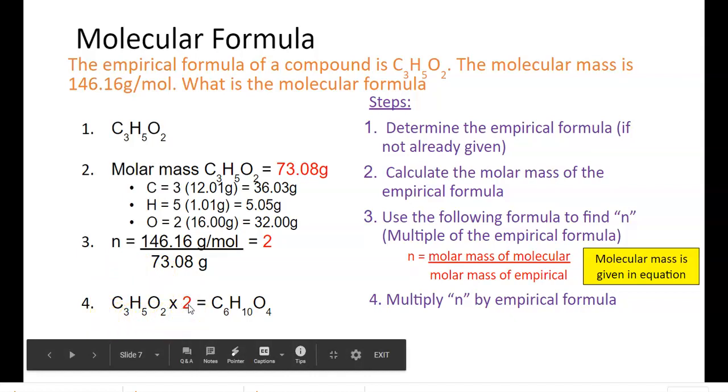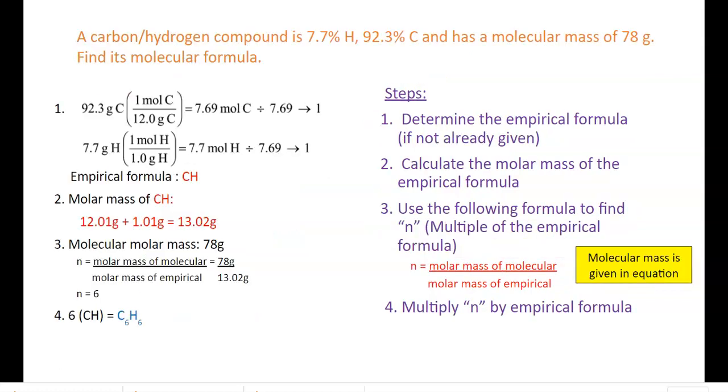And then I'm going to take my empirical formula and multiply it by 2, which means just like the distributive property, I'm going to take this 2 and multiply it by 3. I'm going to take the 2 and multiply it by 5. I'm going to take the 2 and multiply it by 2. And that gives me my new molecular formula of C6H10O4. All right, let's take a look at another one.